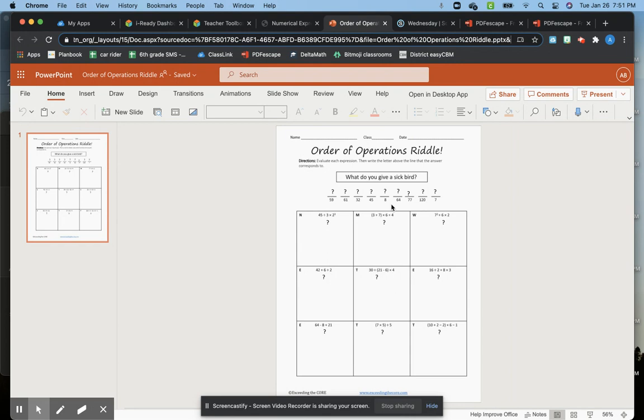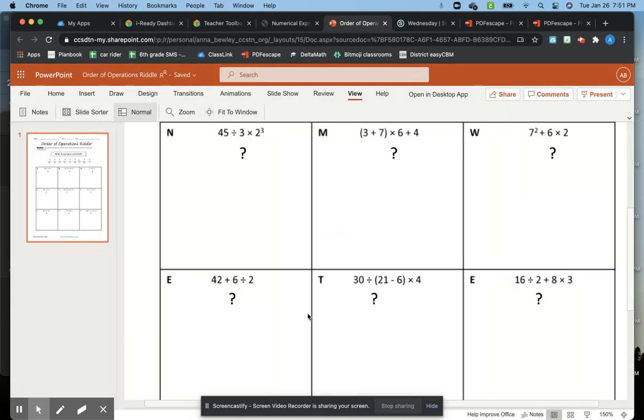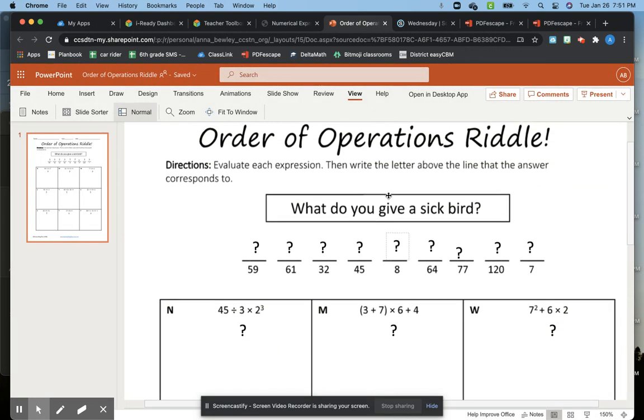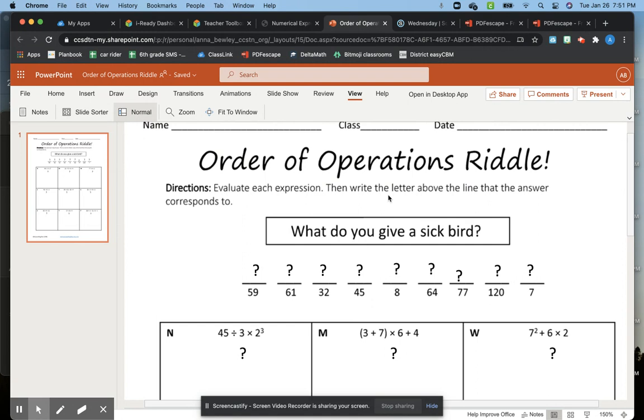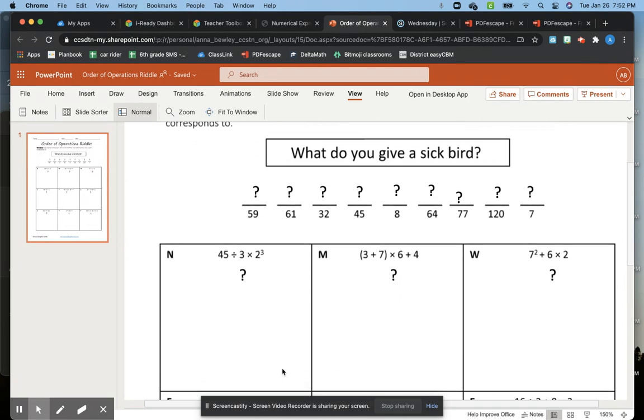So the directions, this is kind of small for me to see. So I'm going to take it. Remember, go to the view and zoom. I'm going to zoom to about 150 so I can read it. Now, it says to evaluate each expression and write the letter above the line in that answer. So each one of these answers is going to be somewhere up here. So you have to solve the riddle or solve each question to know where that letter would go.